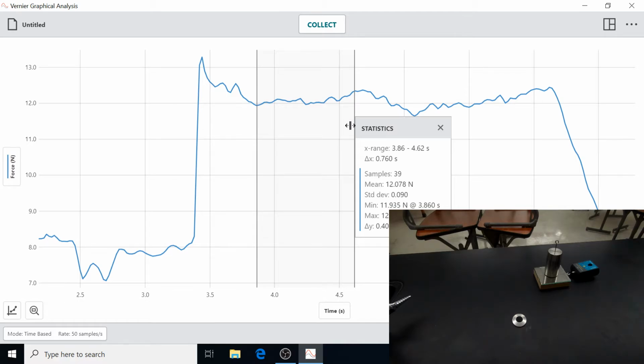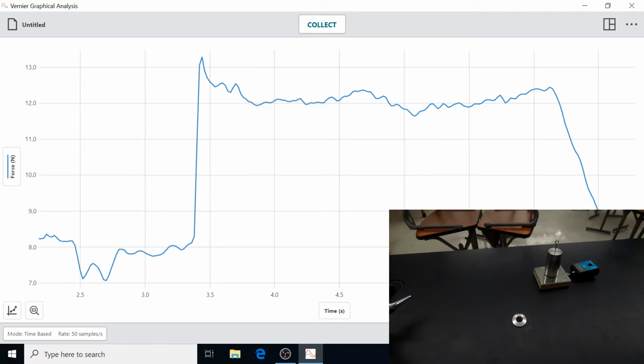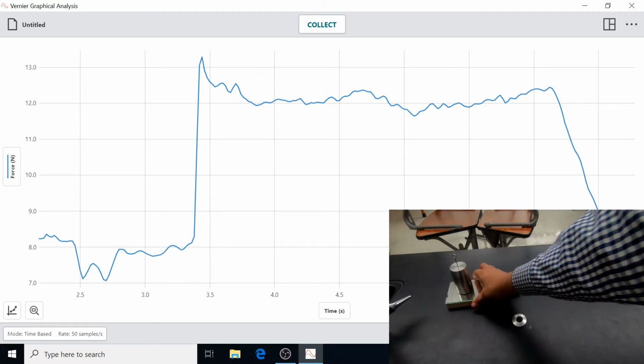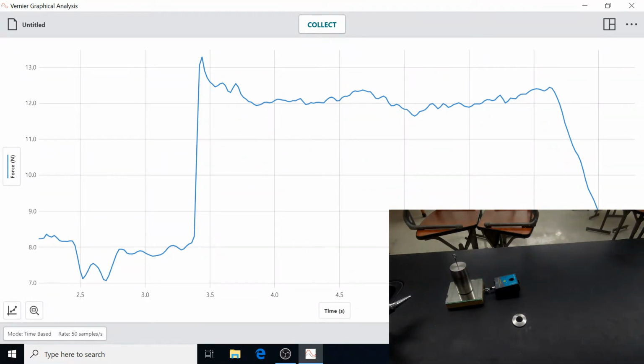So we then took those two values, the value here and the value here, which was 12.08 newtons. We took those two values and recorded them in our data table, okay? And then after that, we wanted to repeat the process again. So we came over here to our block, and we wanted to repeat the process for our second data point.